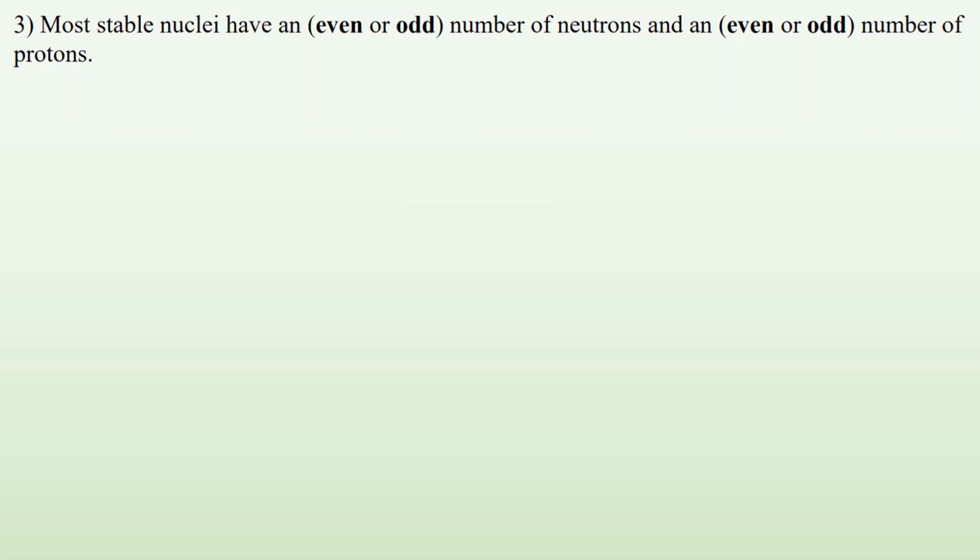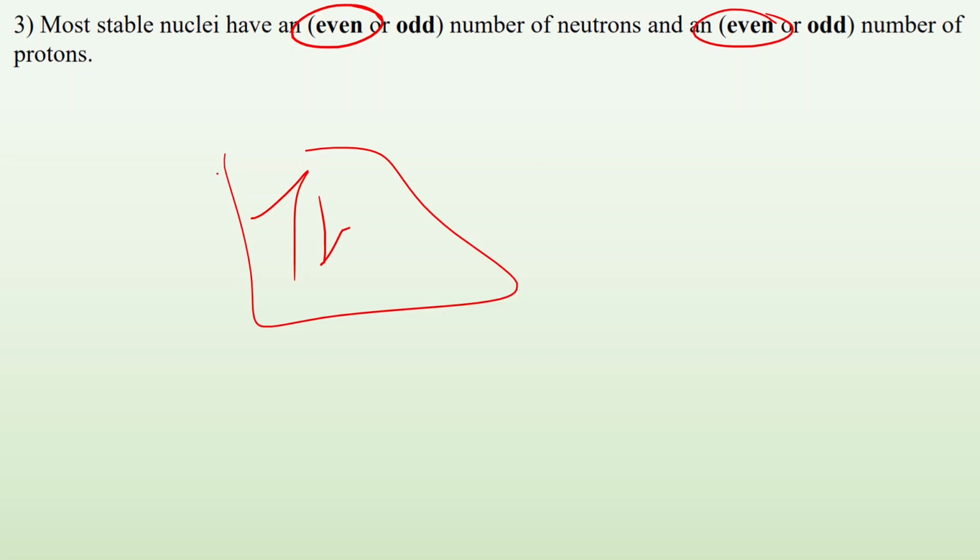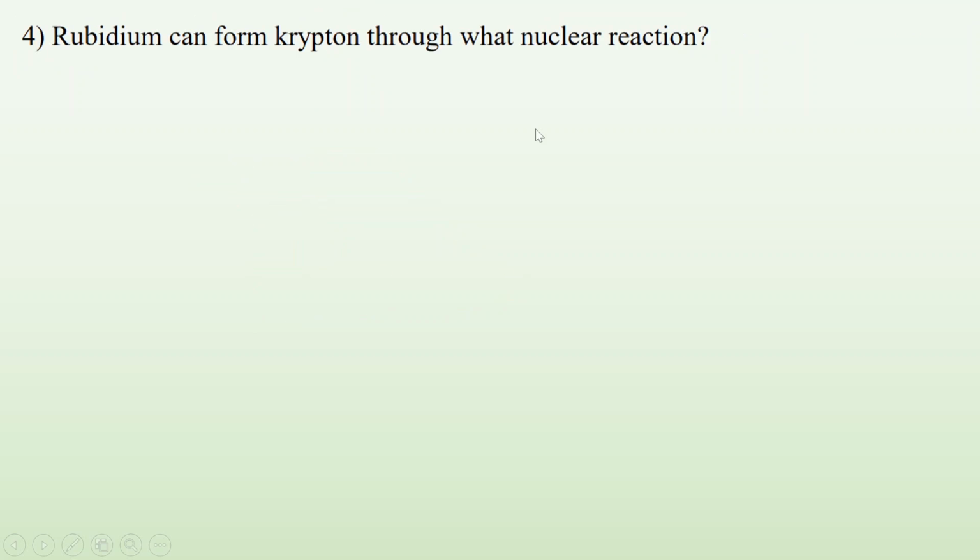Number three, most stable nuclei have an even number of neutrons and an even number of protons, right? There's something about pairing up, just like when you looked at electrons. There's something about when they come in pairs that adds to the stability.